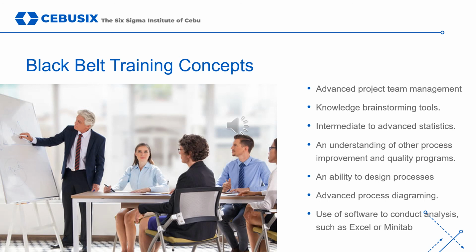They will have an intermediate to advanced understanding of statistics and other process improvement and quality programs. Black belts have the ability to design processes, run advanced projects, and manage multiple teams simultaneously. More importantly, they will have advanced capabilities for diagramming processes, including flowcharts and value stream maps. And they will know how to use software such as Minitab and Excel to accomplish all of those tasks.